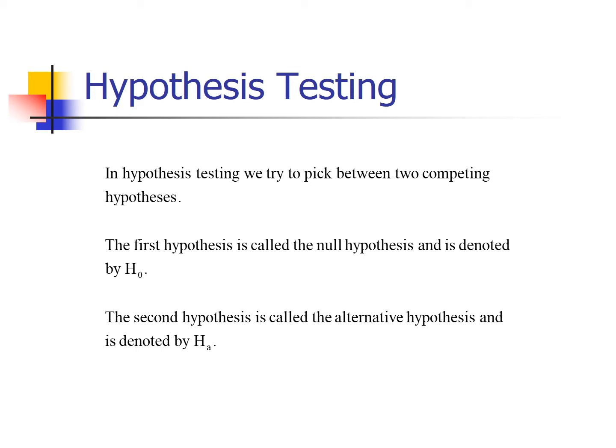Now, just to warn you, sometimes some books, and perhaps even myself at some point, instead of using H sub A, just use H sub 1. So there are maybe a couple ways of denoting the alternative hypothesis. I'm going to try to consistently use H sub A, though.